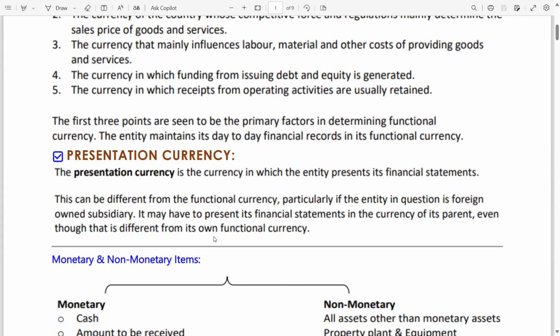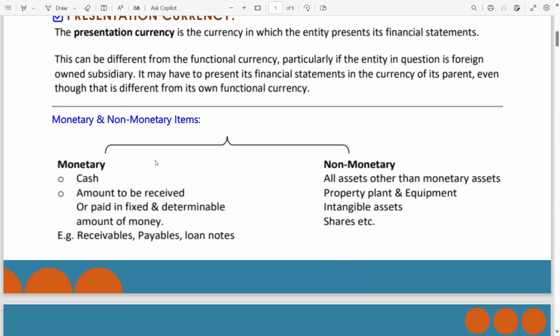Now, monetary and non-monetary items. Monetary items are such as cash and amounts to be received or paid in a fixed and determinable amount of money: receivables, payables, loan notes. Non-monetary items are all assets other than monetary assets, such as property, plant and equipment and intangible assets.